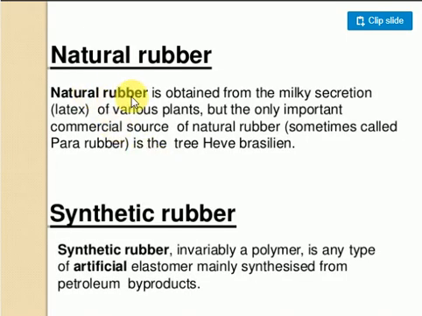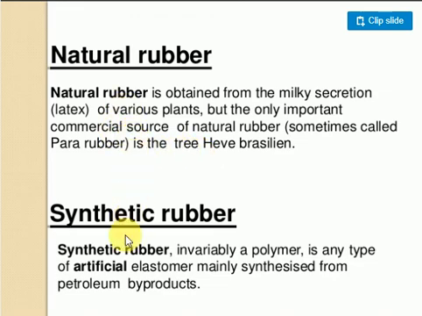Coming to natural rubber, it is obtained from the milky secretion called latex. Some liquid is produced by the plant, from various plants, but the only important commercial source of natural rubber is the rubber tree. Sometimes it's called para rubber. Natural rubber is also called para rubber because generally it comes from trees only.